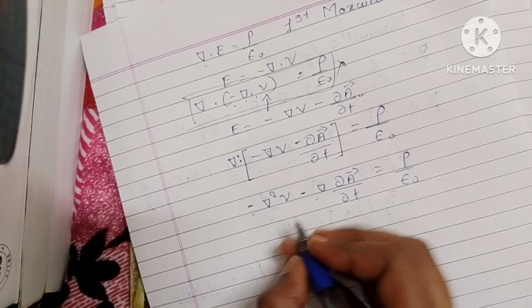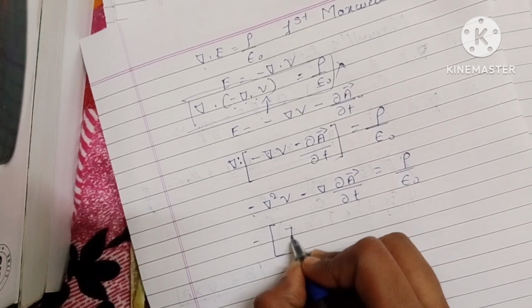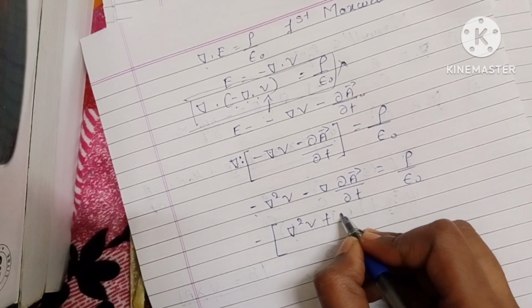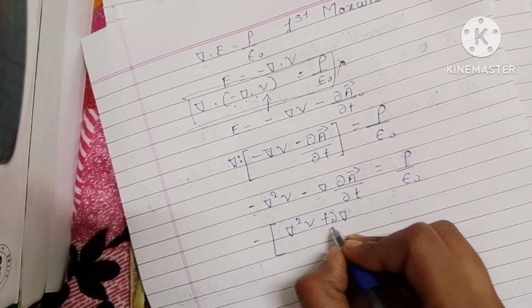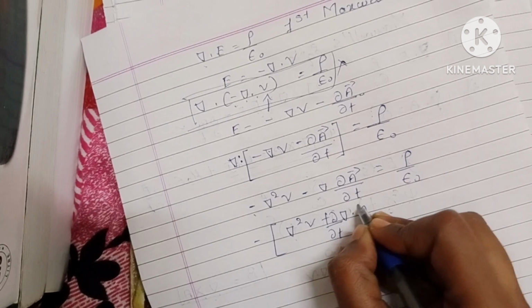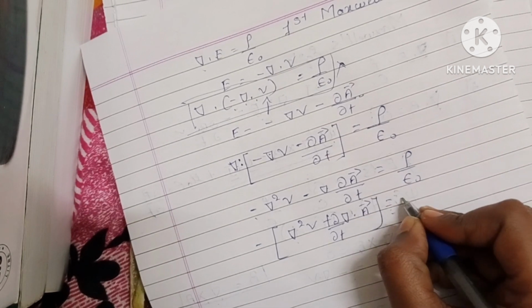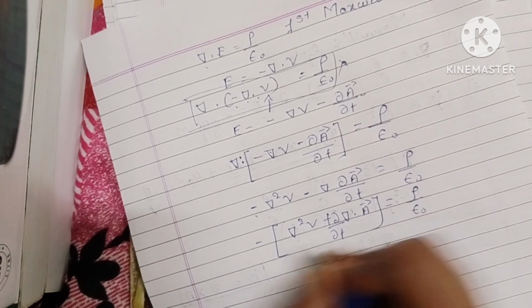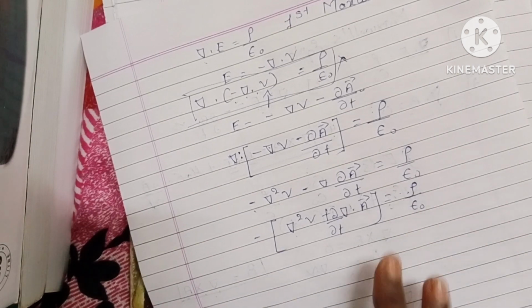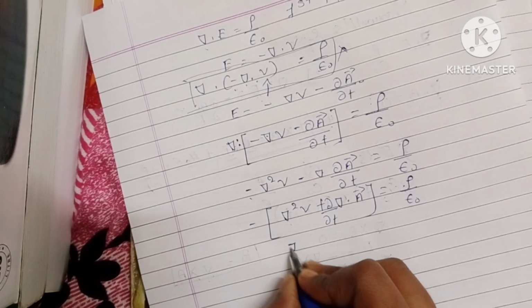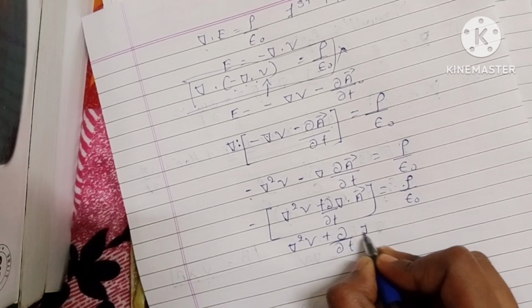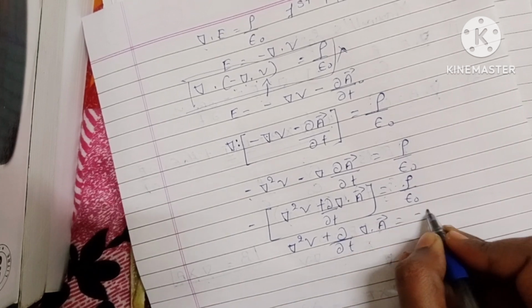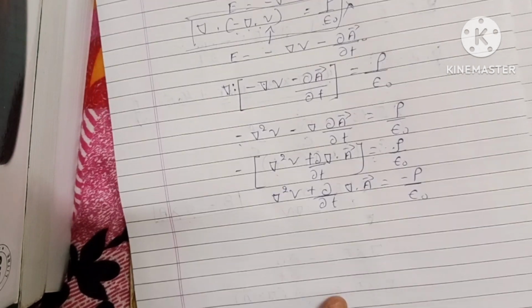Can I take a minus outside? If I take a minus outside, ∇²V plus ∂/∂t of ∇·A is equal to ρ/ε. So I am taking this minus sign over here. The remaining term is ∇²V plus ∂/∂t ∇·A equal to minus ρ/ε.